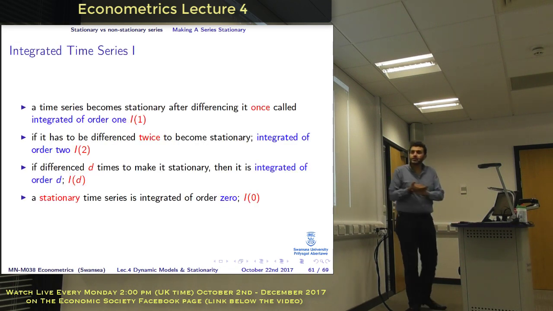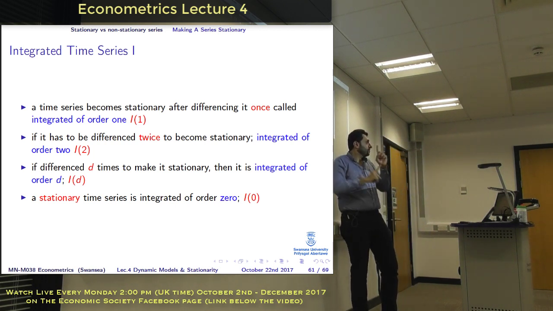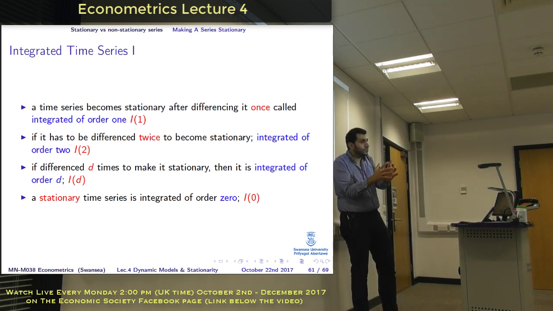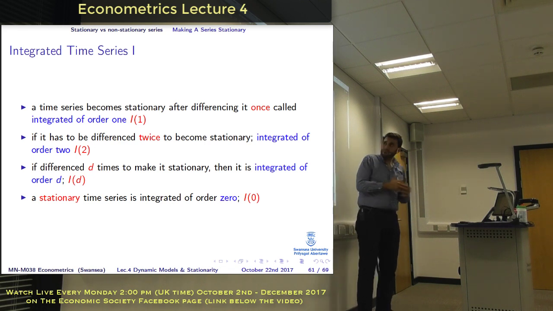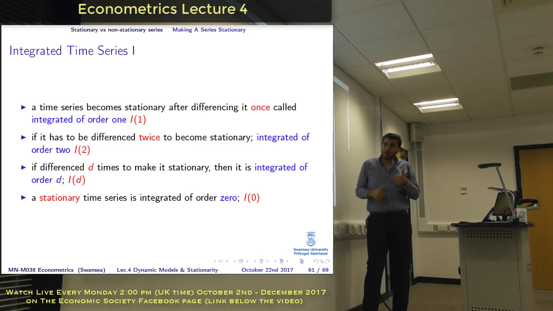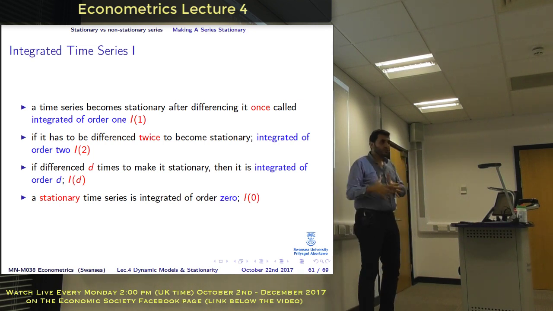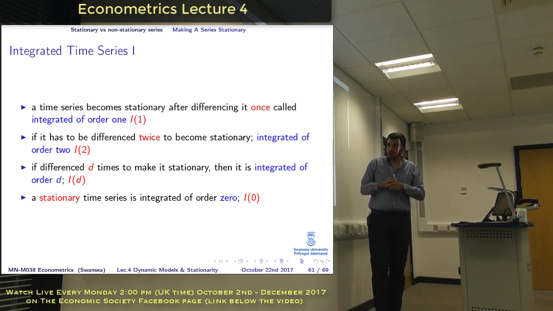If a series becomes stationary after differencing it once, that means it is integrated of order 1, because you difference it only once to become stationary. So it wasn't stationary, it was a non-stationary series. Then you take the first difference, then it became stationary. That means it's integrated of order 1. If it has to be differenced twice to become stationary, you take the first difference and then you difference again, that means it is I2, integrated of order 2.